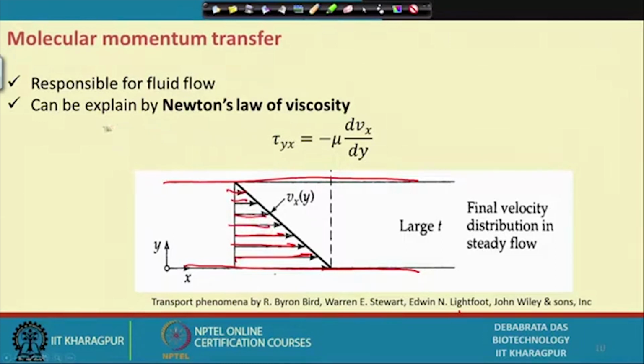This can be explained with the help of Newton's law of viscosity. This is the shear stress, am I right? And this is the shear rate. So this is equal to mu into this. And what is mu? Mu is considered the viscosity of the liquid. So viscosity is basically nothing but shear stress by shear rate.